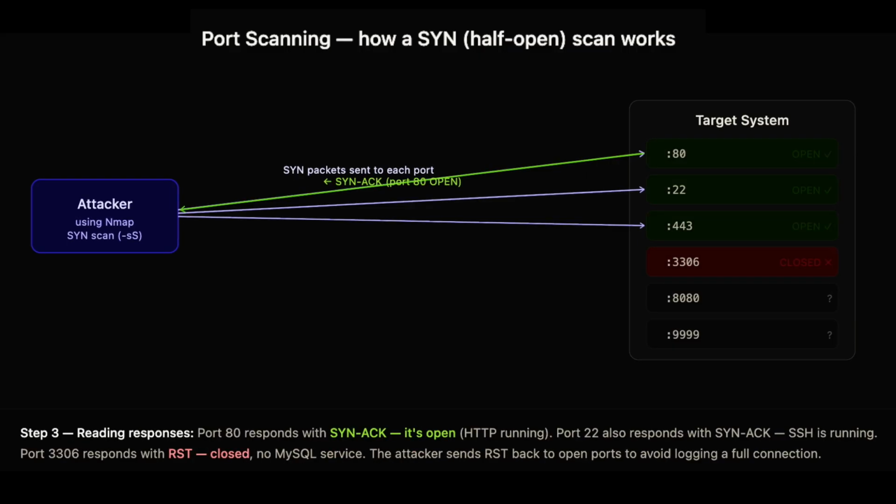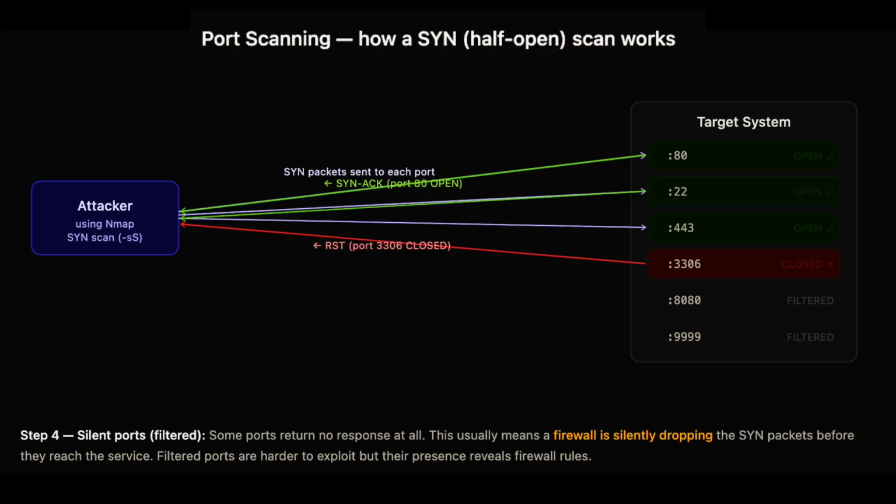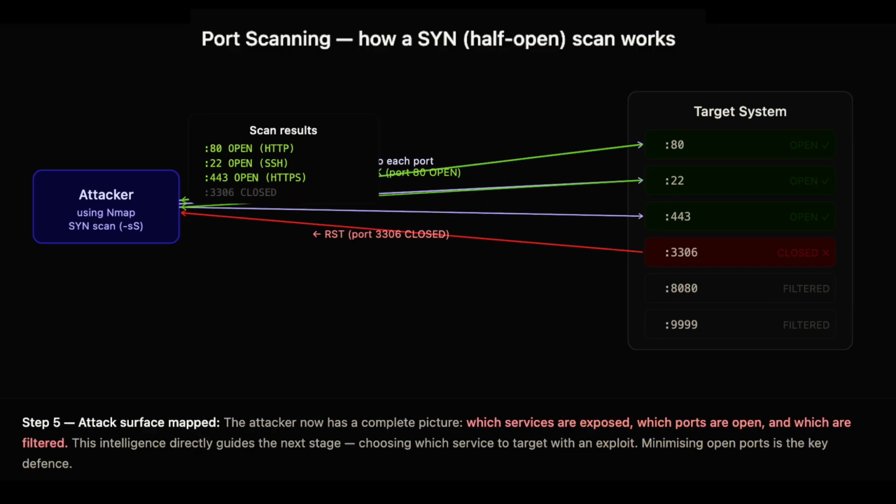Port 80 responds with a SYN acknowledgement, indicating the port is open and the service, in this case HTTP, is running. Similarly, ports 22 and 443. However, port 3306 responds with a reset packet, indicating the port is closed or the service is not running. The attacker sends RST back to open ports to avoid logging a full connection.